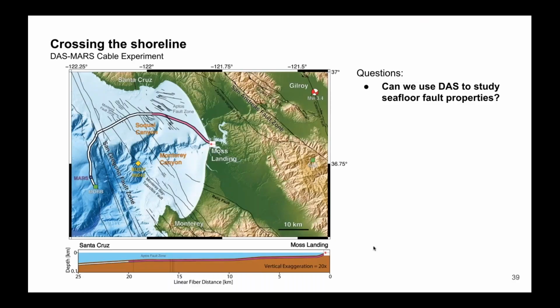So just some questions as we run through the observations. Can we use DAS to study the seafloor faults? We know we're at this plate boundary between North America and the Pacific plate. And so we know that there are faults that have been mapped by the USGS, for example, in the Aptos zone. So can we see these faults? And could we study the fault properties with this type of data?